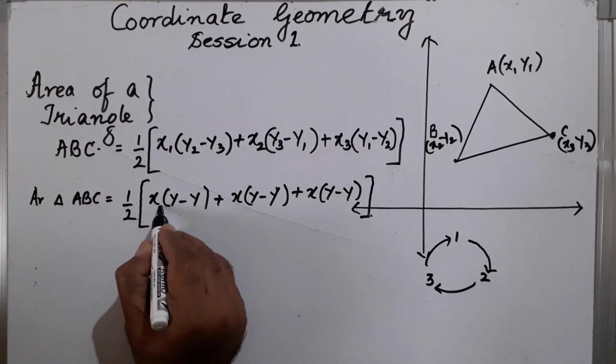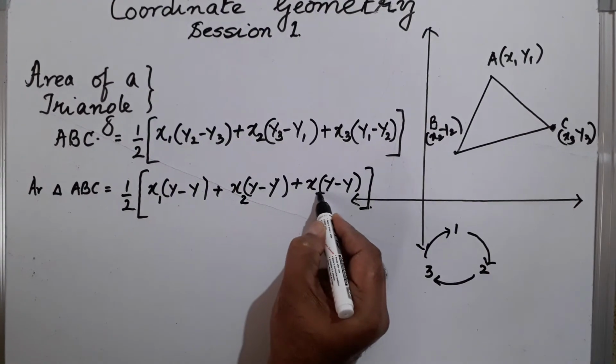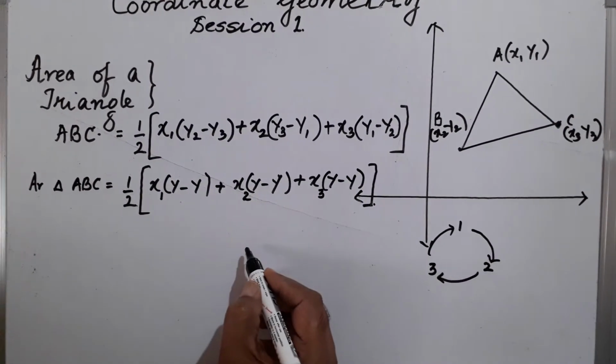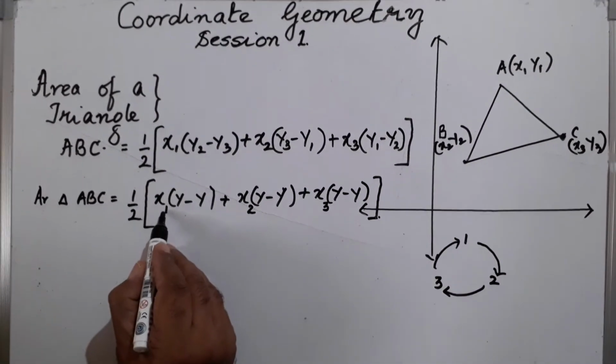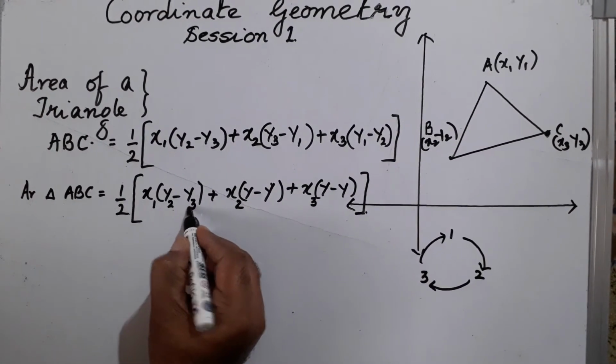Here for x, I'll write 1. Here for x, I'll write 2. Here for x, I'll write 3. I'm suffixing 1, 2 and 3. After 1, here it will be 2. After 2, it will be 3.